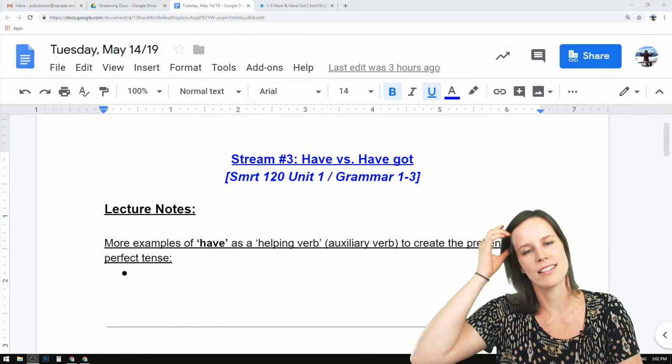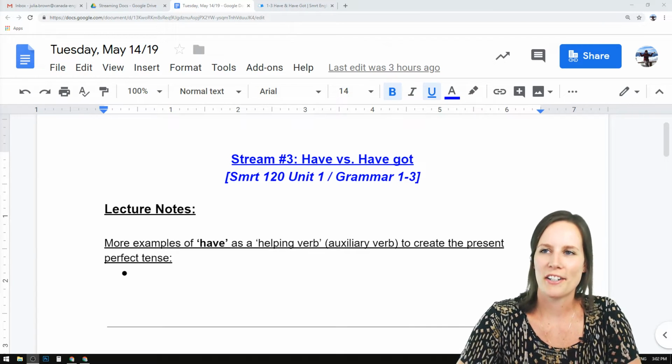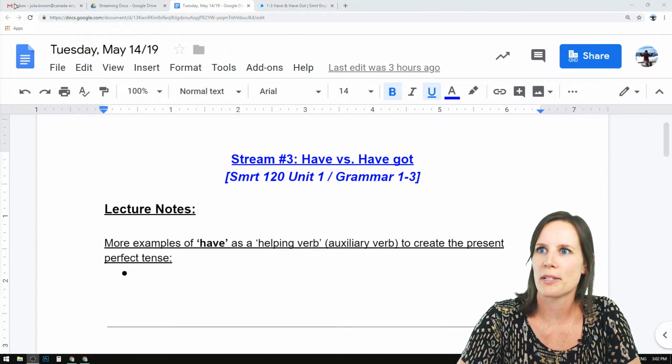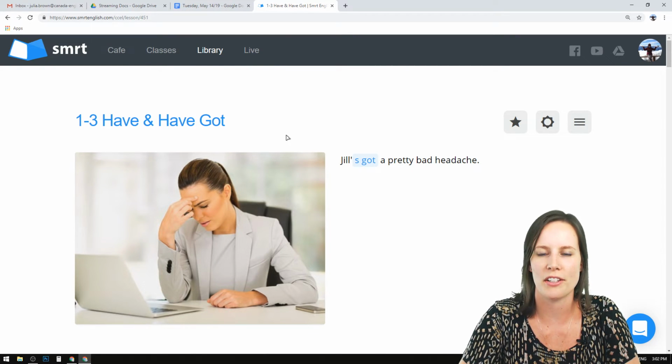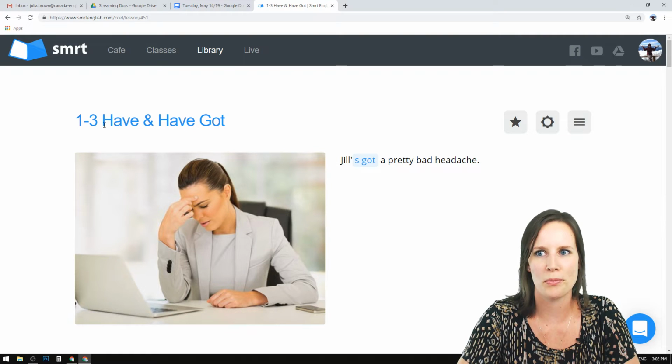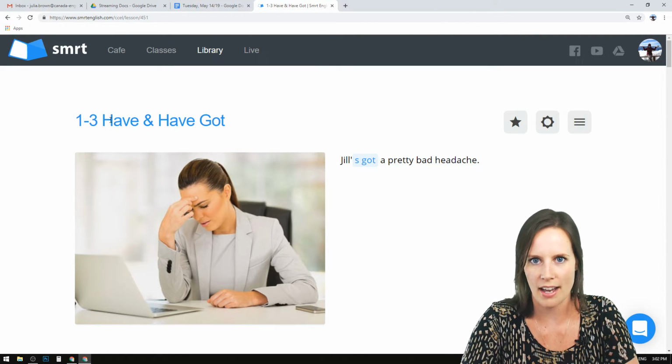Main display. Awesome. Okay, so I am going to Smrt. This is 120, we're at Unit 1, and we are taking a look at Grammar 1.3, have and have got.